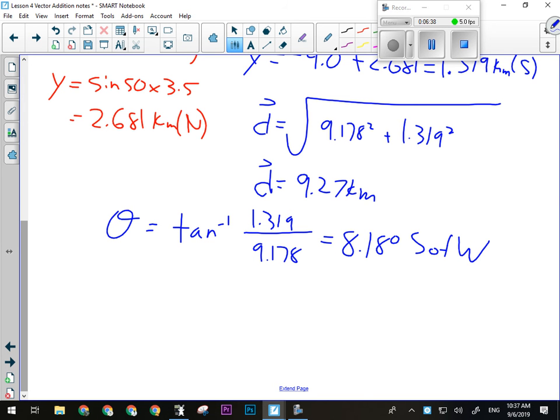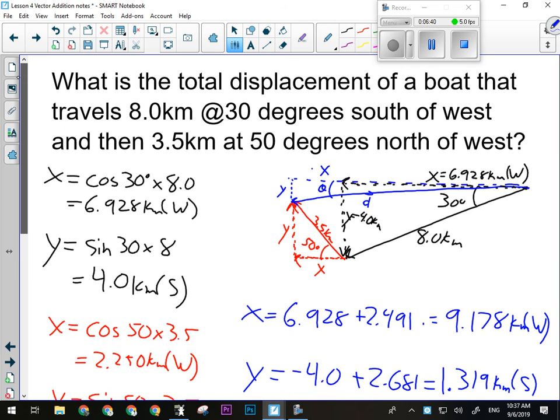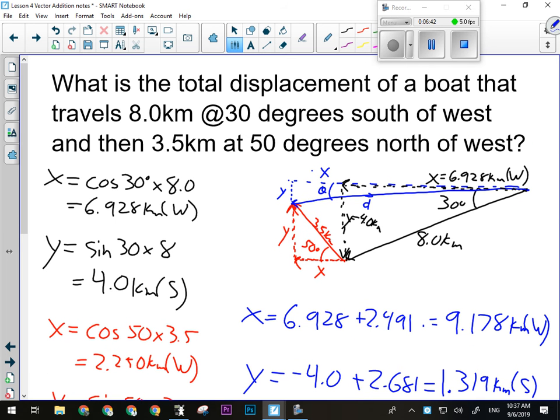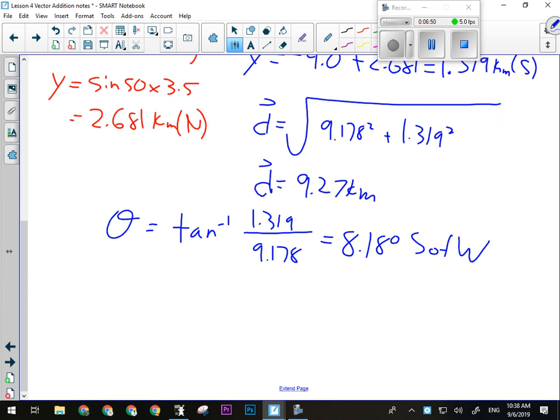All right. Now I need to go back and check how many significant digits I have in the question. Everything's how many? Two. Okay, so my answer then can only have two. All right, so my answer will be 9.3 kilometers at 8.2 degrees south of west.